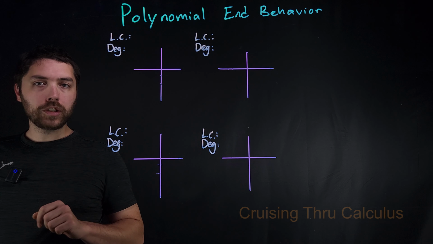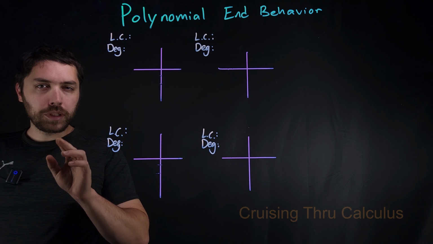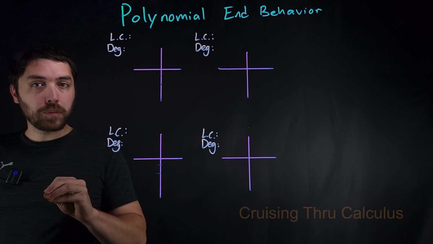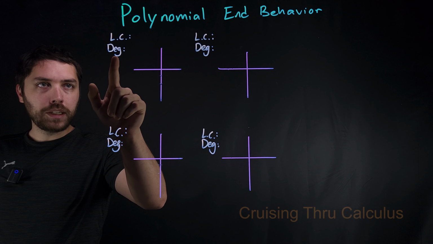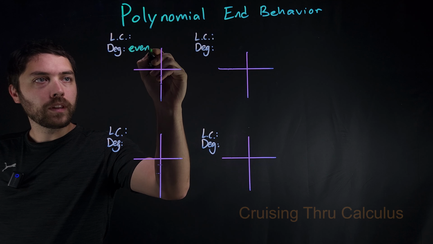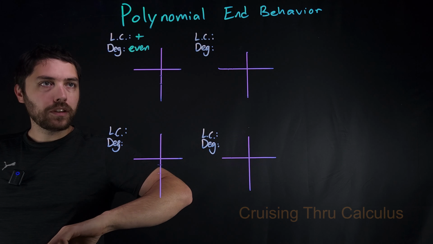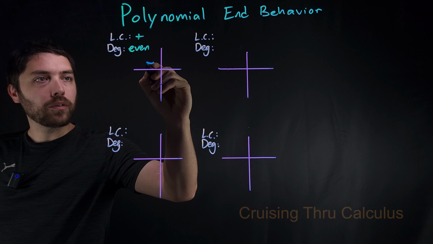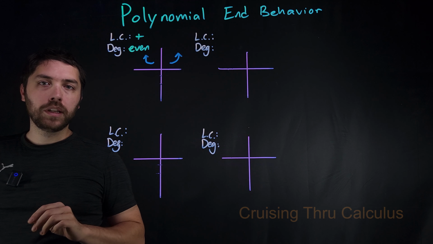There are 4 possible outcomes for the end behavior of polynomials. And here's what kind of information you need to extract from the polynomial to know which end behavior is which. If you find that the degree is an even degree, and if you find that the leading coefficient is positive, what that tells you is that the end behavior of the graph will have both sides pointing up like this.